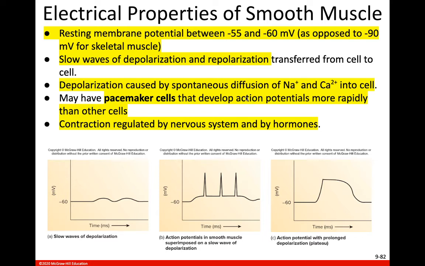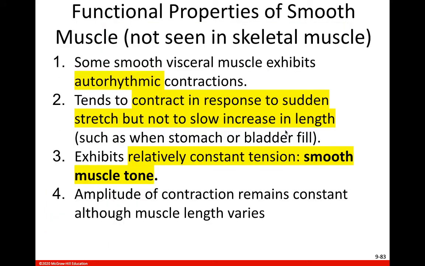That's what causes depolarization. Also, similar to your cardiac muscle, smooth muscle can have pacemaker cells. So again, it is autorhythmic. It has its own cells that develop action potentials and cause the contraction rather than being stimulated by neurotransmitter, by nervous mechanisms or hormone mechanisms. So again, it is autorhythmic because of those pacemaker cells. And then again, as we said earlier, the contraction can be stimulated not just by neurotransmitters, by the nervous system, but also by hormones. Again, a lot of this we've already talked about.